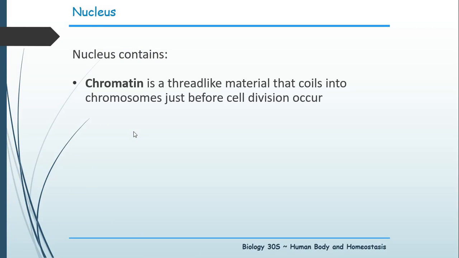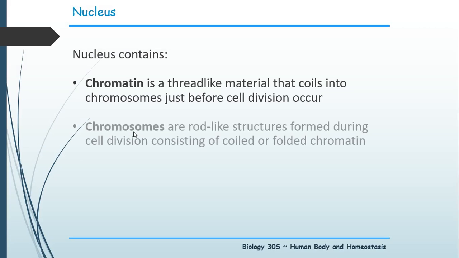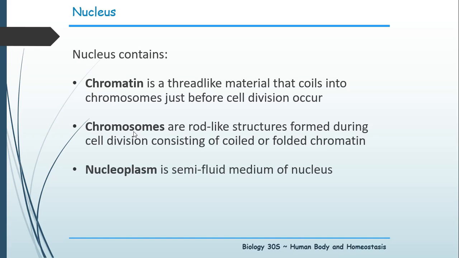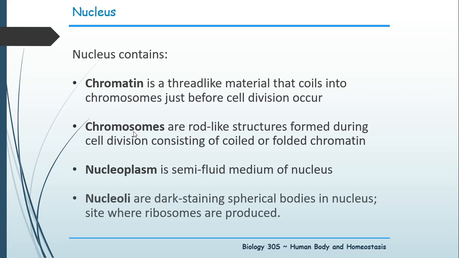So the chromatin is that thread-like material that coils into the chromosomes before cell division is going to happen. The chromosomes are the rod-like structures, and that's formed during cell division. That is your genetic material, or that's where your DNA is. The nucleoplasm is a semi-fluid medium of the nucleus. So it's kind of like the cytoplasm in the cell, but it's a fluid specifically for the nucleus.